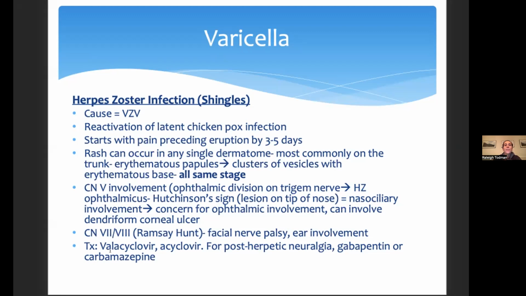Another type of involvement is cranial nerve 7 or 8. You can have Ramsay-Hunt syndrome, involving a facial nerve palsy and the ear, and treatment is generally an antiviral. For postherpetic neuralgia, which is pretty severe, gabapentin and carbamazepine are the most commonly prescribed, not necessarily in the ED, but are the best for that pain. Also, this has a vaccine, so hopefully we will start to see less of this too.